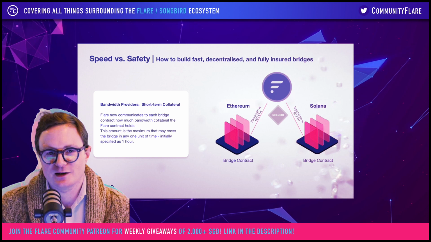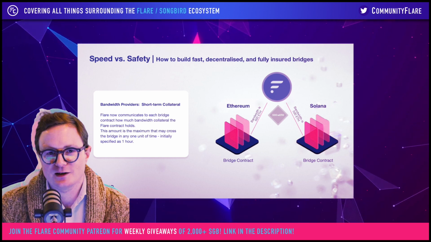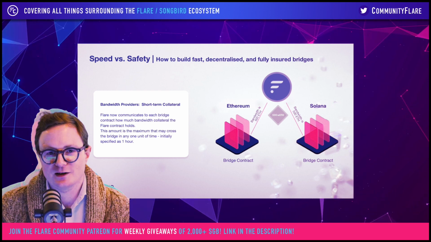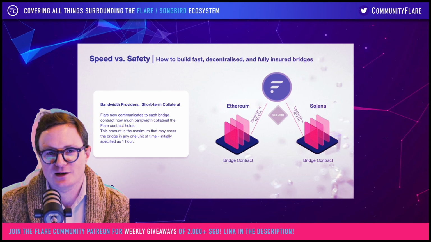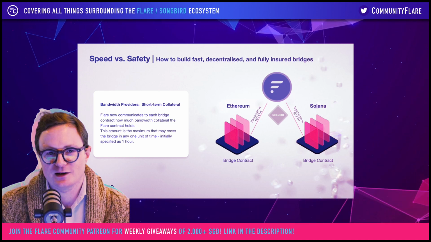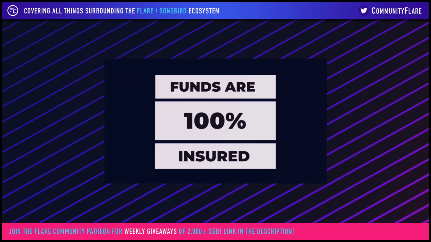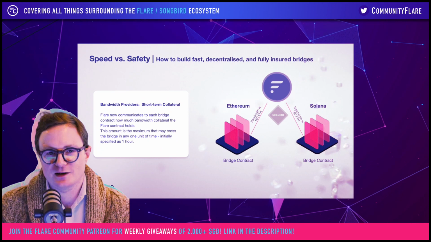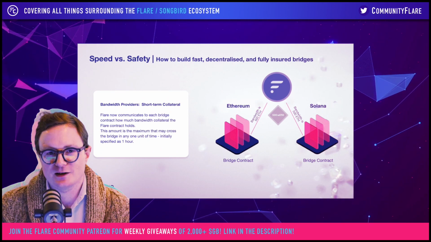The bandwidth providers are able to move a certain amount of Ethereum between the bridges. And if they steal that Ethereum in the moving of it, then the amount held as collateral is used to reimburse the contract. And it reimburses the contract 100%, not 90%, not 50%, 100%. Because the contracts are limited by how much bandwidth is provided as collateral.